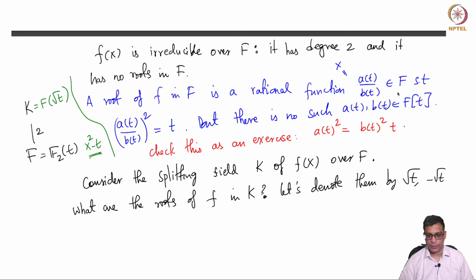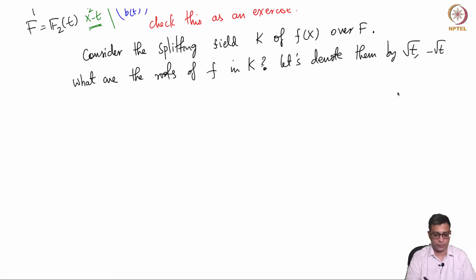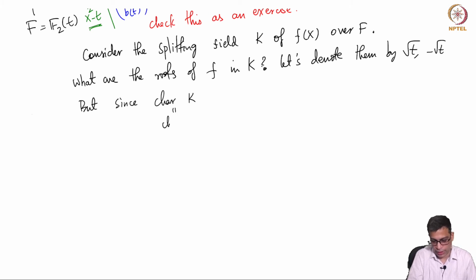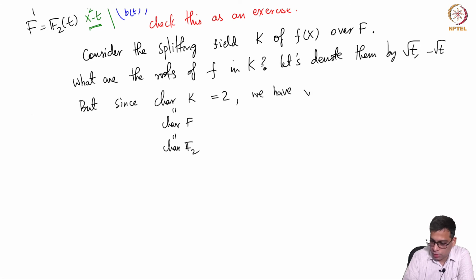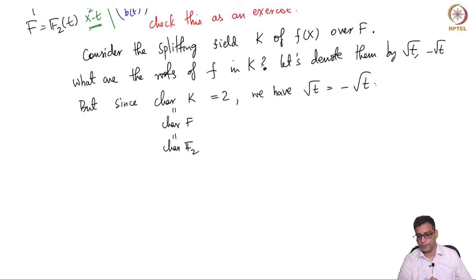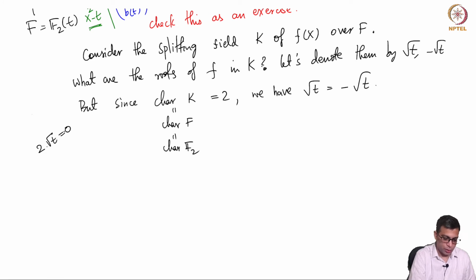But now I claim that there is exactly one root, in fact. Since the characteristic of K, which is of course the characteristic of F, which is the characteristic of F2, is 2, we must have root t equals minus root t. So in this field, 2 times anything is 0. So 2 times root t is 0 in K.